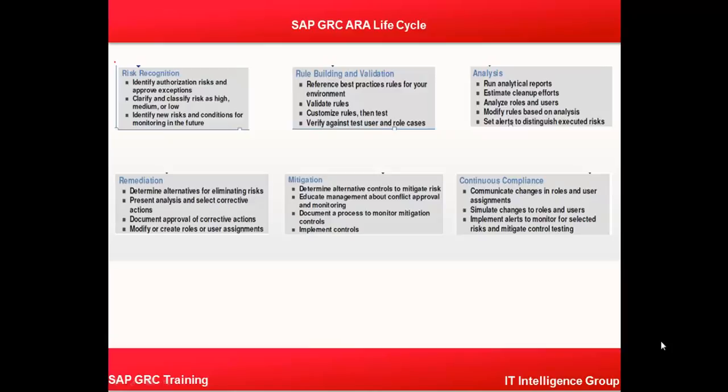So these are the steps which make up the ARA life cycle. Recognize the risk, create the rules, run the analytic report using background jobs. Whatever risks are identified, come up with a plan to remediate. Whatever cannot be remediated, come up with a plan to mitigate. And once we have become clean, we need continuous compliance monitoring so that we remain clean.